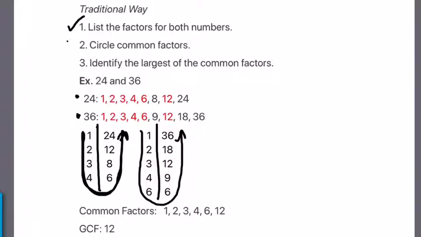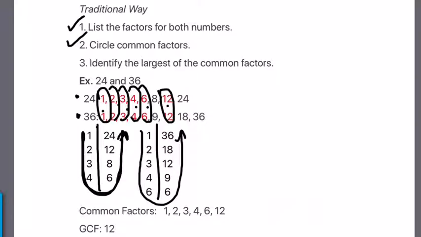Then you go through and circle all of the common factors. Here I have all of the common factors in red. So my common factors are 1, 2, 3, 4, 6, and 12. There are 6 factors that are the same between the numbers 24 and 36.